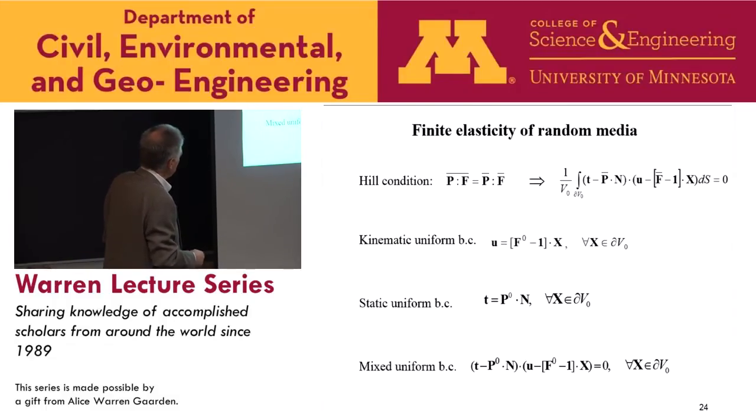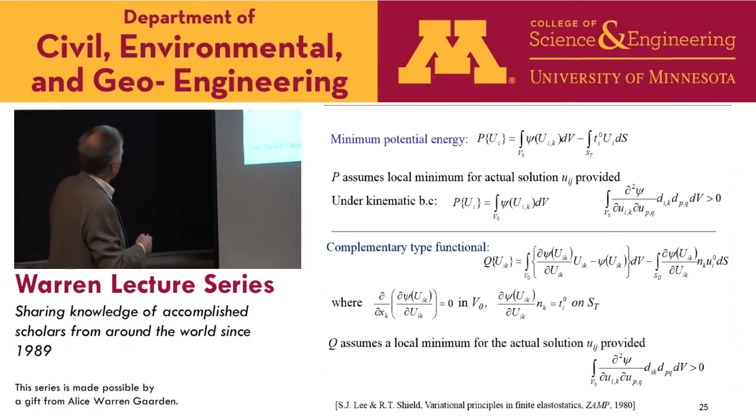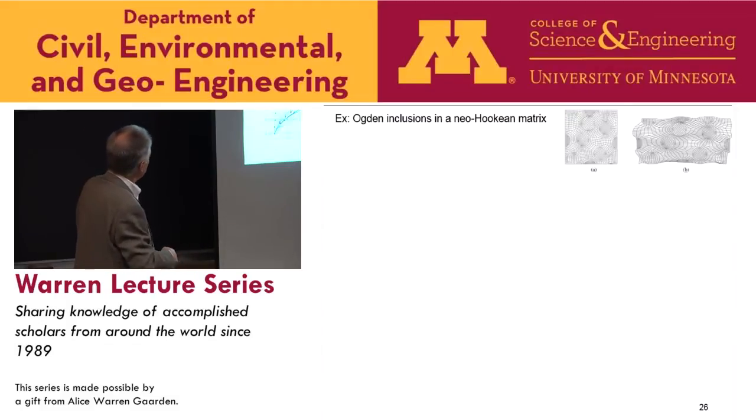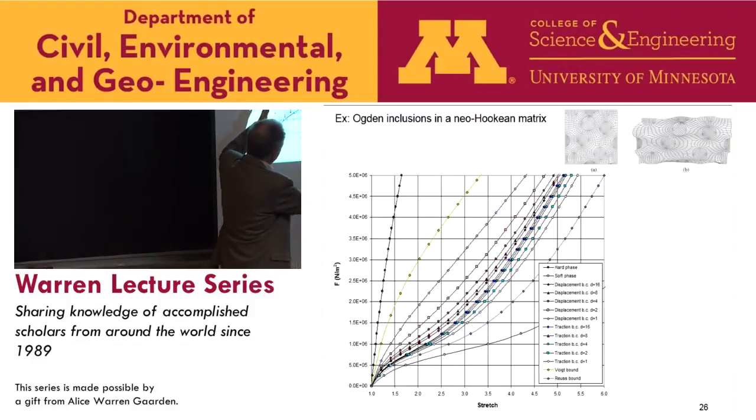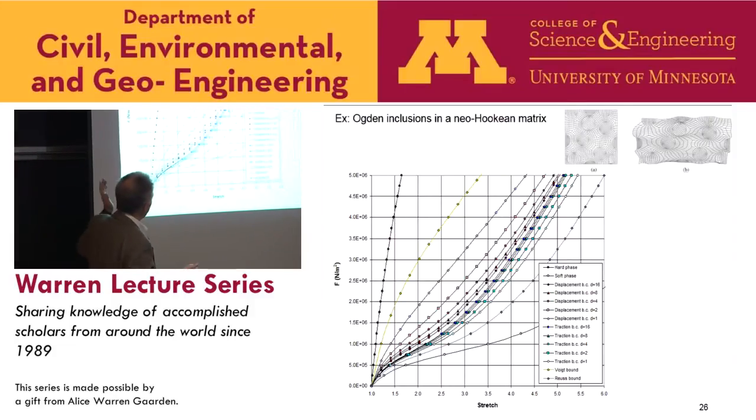And so this is a generalization of the Hill condition, which then one has to combine with minimum potential energy and complementary energy formulation that's due to Lee and Shield. I was happy that a few years ago I found this paper. And then one can prove a sequence of the hierarchy of bounds, which are now written in terms of energies. I don't have stiffness compliance tensors, of course. I just write in terms of energies.